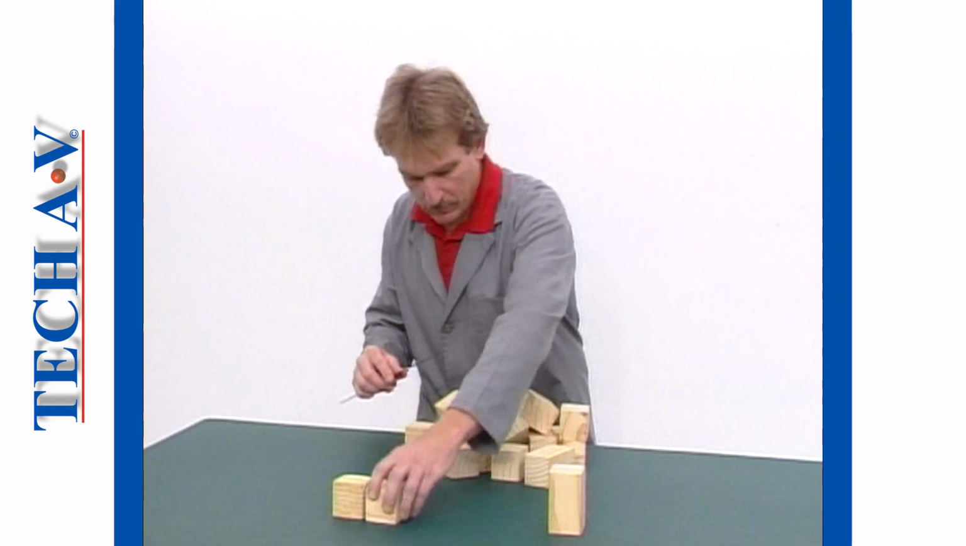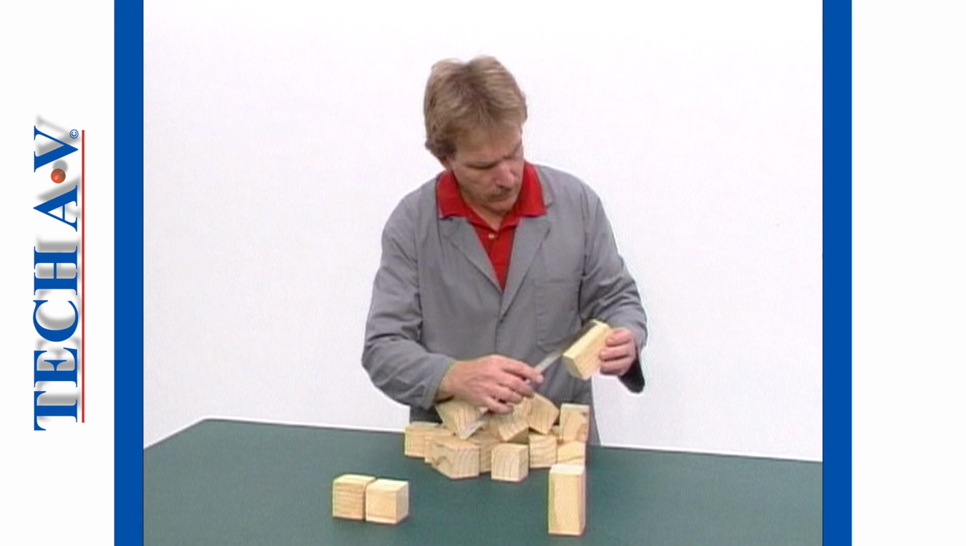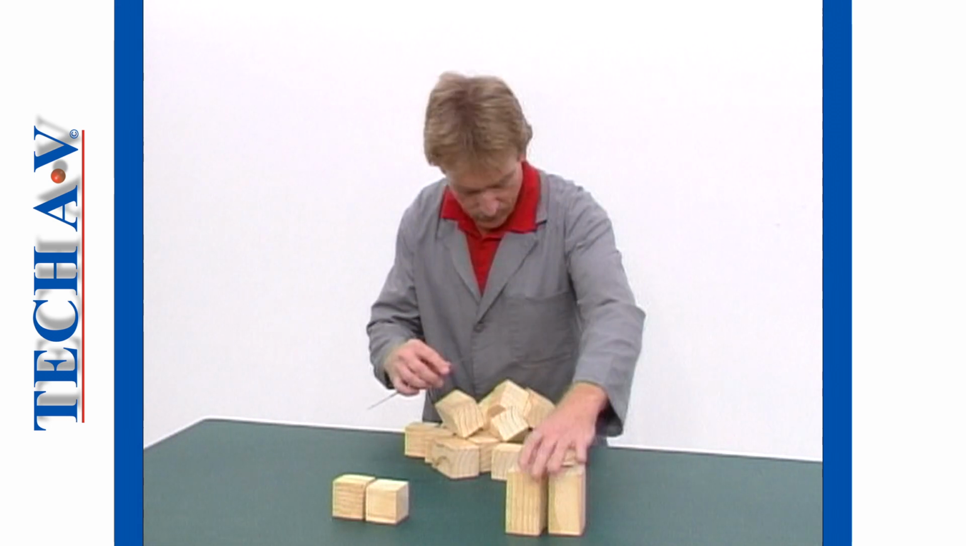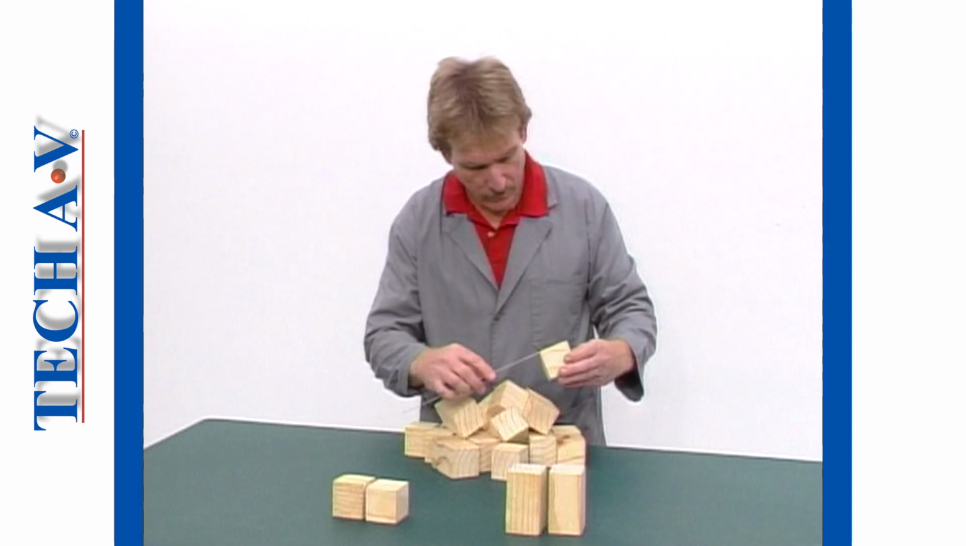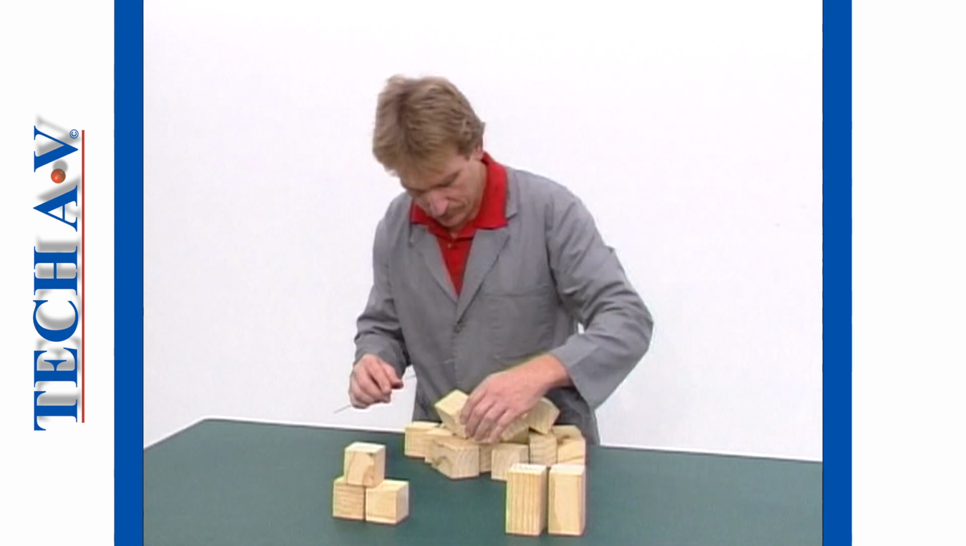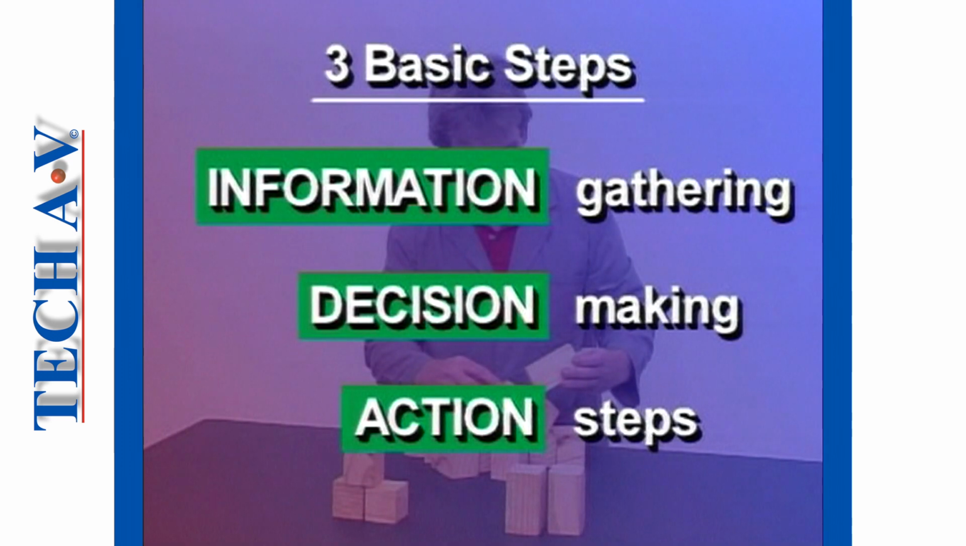Welcome back. In the previous section, we analyzed the block sorting job and found that it could be broken up into 3 basic steps. Firstly, information gathering. Secondly, decision making. And thirdly, action steps. In fact, any automatic control system must carry out these 3 basic procedures.